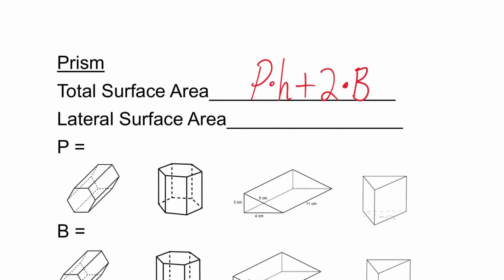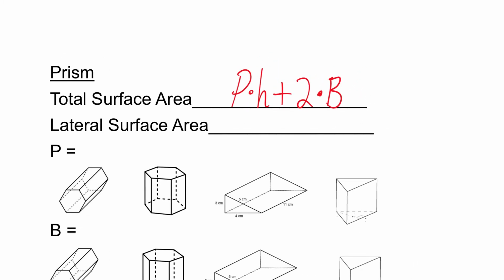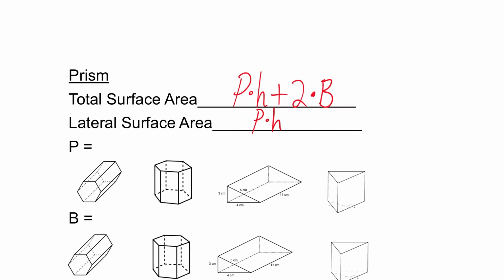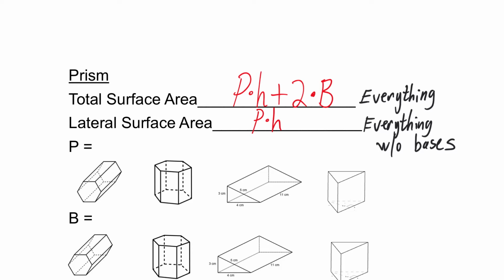Okay, what's the formula for lateral surface area of a prism? It's just P times H. What's the difference in these two things? The total is everything. The lateral is everything without the bases. Total is everything on the outside of the shape, the three-dimensional figure. Lateral surface is everything but without the bases.